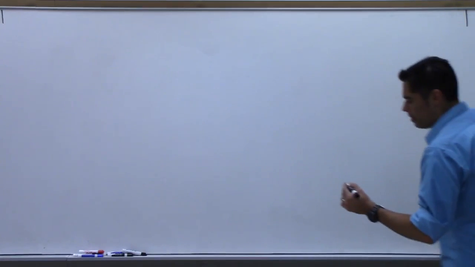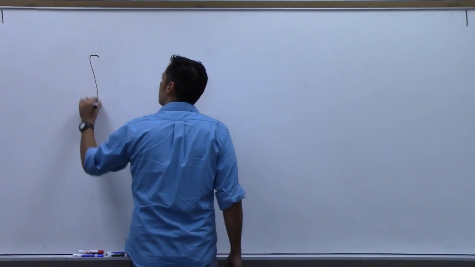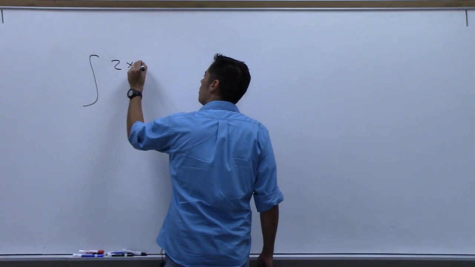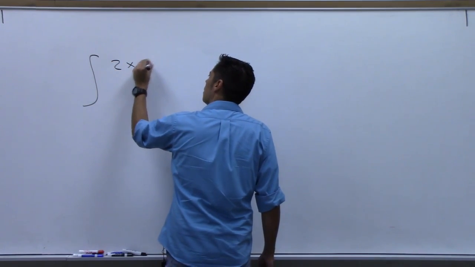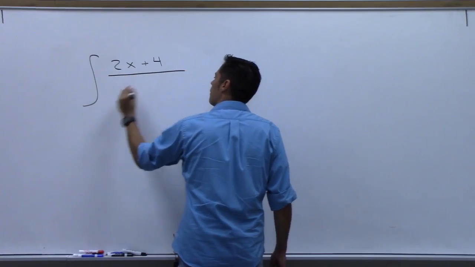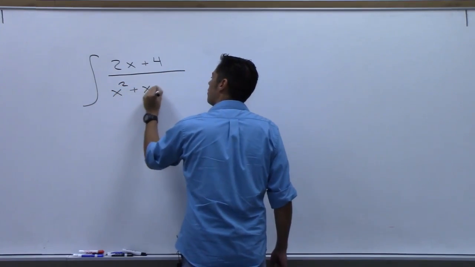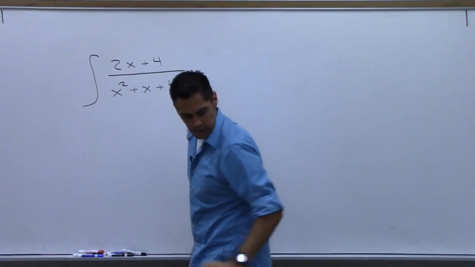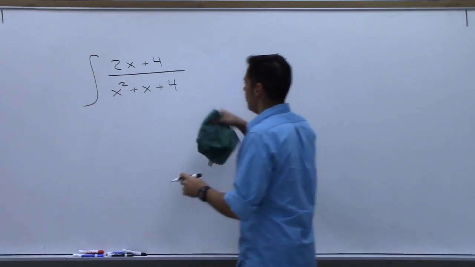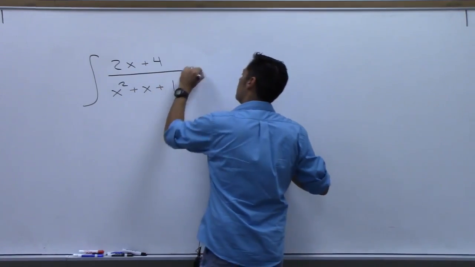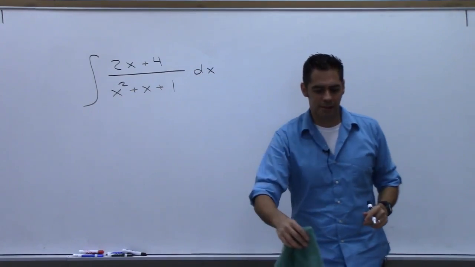So where do you want me to take it from? From right here. Do you understand how I got that or no? Yeah, I understand this. It's just what to do with this right here. Okay. So let me put it up here and see if this is what you want. You want me to do the integral of 2x plus 4 over x squared plus x plus 1? Plus 1. So if I do this, you'll be happy. Yes? Okay.